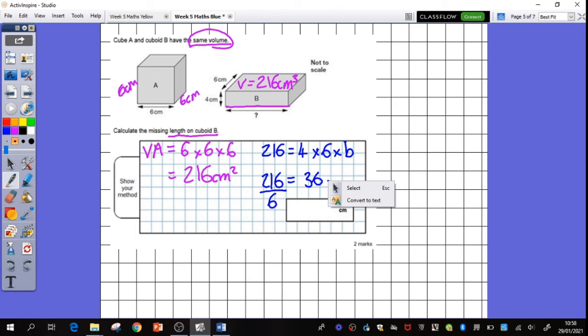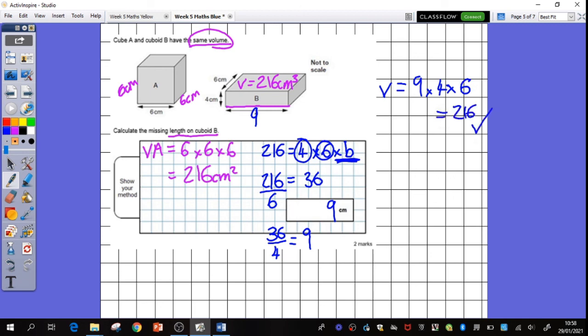Then let's divide 36. So I've done the 6 one. Now let's divide it by the 4. It's going to give me 9. So B must equal 9. And the best way I can do to check that, I'm going to calculate its volume. So I'm going to do 9 times 4 is 36, times that by 6, 216. Back. There we go.